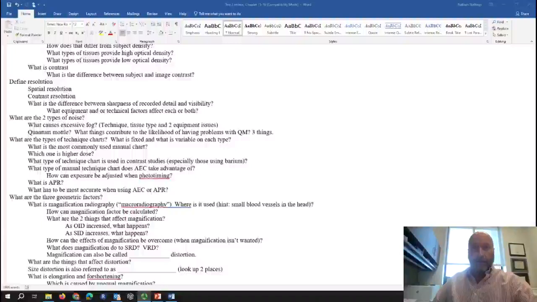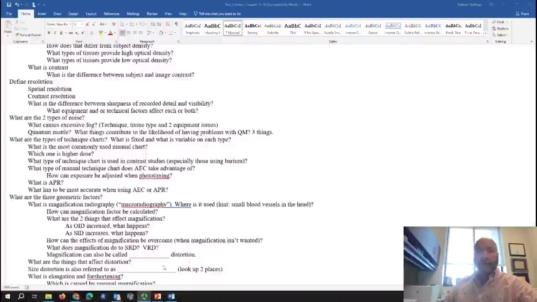So with an increase in OID, we can increase SID to mitigate that. Magnification: when we have an increase in magnification, our sharpness of recorded detail suffers. There is a change in visibility of recorded detail with an increase in SID, and that is due to the air gap, which we'll talk about later in the semester.